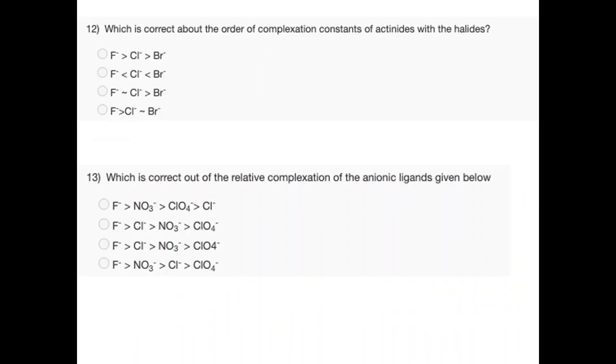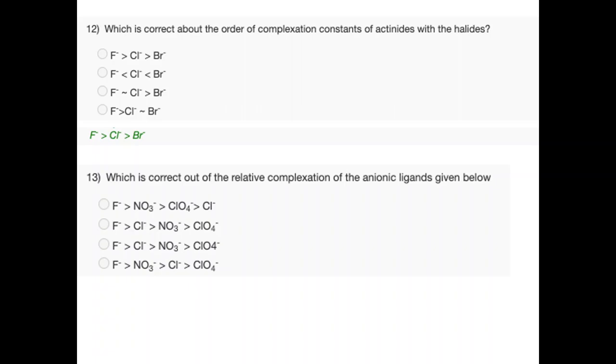Next question is saying, which is correct about the order of complexation constants of actinides with halides? F- greater than Cl- greater than Br-, F- less than Cl- less than Br-, F- nearly equal to Cl- greater than Br-, F- greater than Cl- nearly equal to Br-. The right answer is F- greater than Cl- greater than Br-.